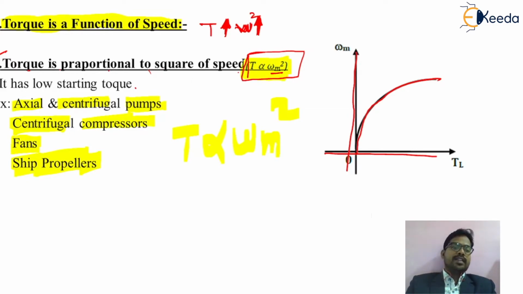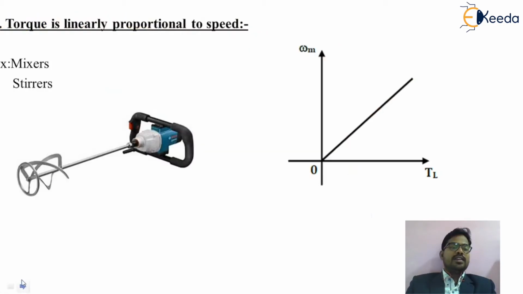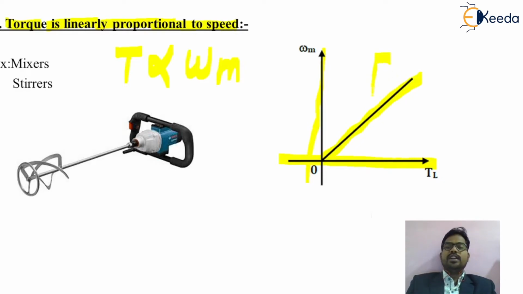Okay, then the second function we consider is torque being linearly proportional to speed. This will be shown by the graph. This will be the speed, this will be the torque, and the proportionality line is linear. So this is called torque being linearly proportional to the speed.